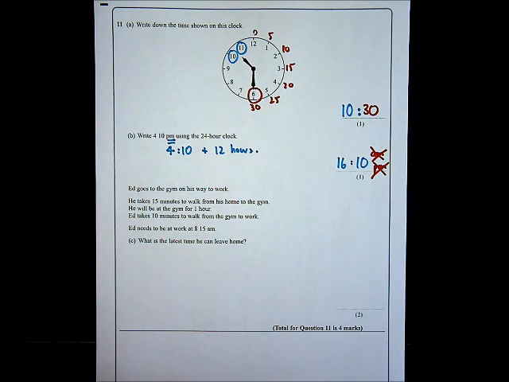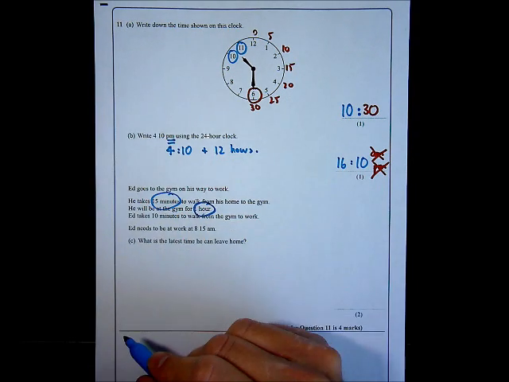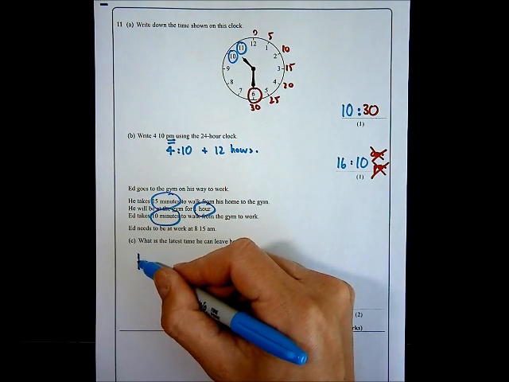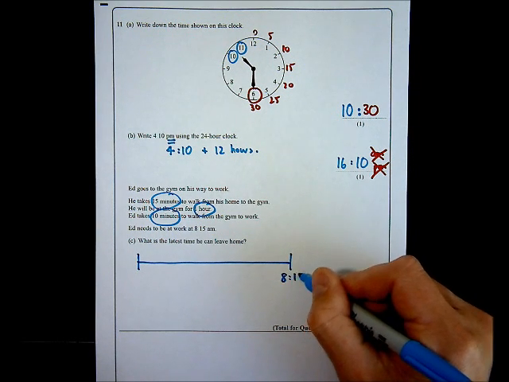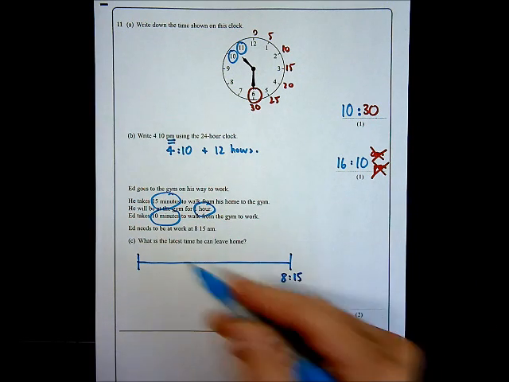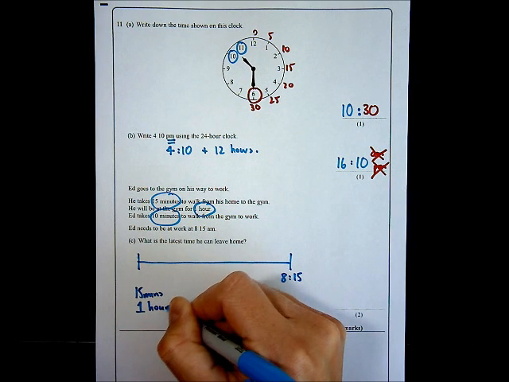In 11C, I'm told that Ed goes to the gym on his way to work, and he takes 15 minutes to walk from his home to the gym. He's going to be at the gym for 1 hour, and then he's going to take 10 minutes to walk from the gym to work. And he needs to be at work at 8:15. So what is the latest time he can leave home? What I'm going to do is draw a number line, and he needs to be at work at 8:15, so that's my latest time. I'm going to work backwards from 8:15 using these times. And the times I've got are 15 minutes, 1 hour, and 10 minutes.